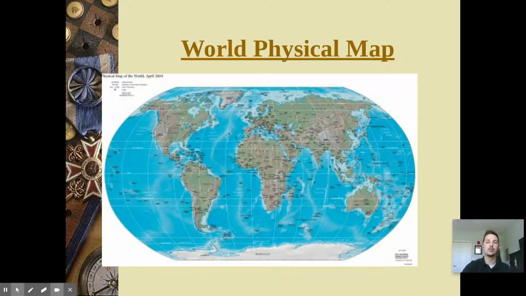So here we've got a world physical map. You can clearly distinguish mountain ranges. You can distinguish here this jungle, kind of flat area. You can distinguish here a lot of mountains and things like that. You can distinguish kind of where some plates are. And yeah, it's just a lot more detail oriented as far as the features of the Earth and not necessarily looking at the political boundaries. So that's a world physical map.